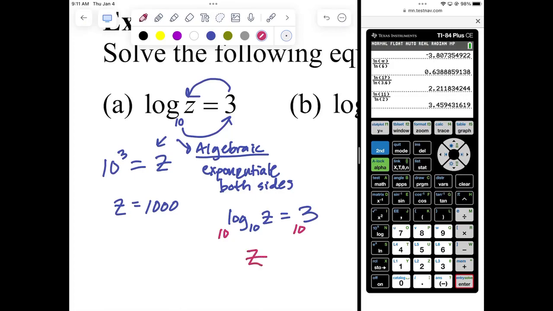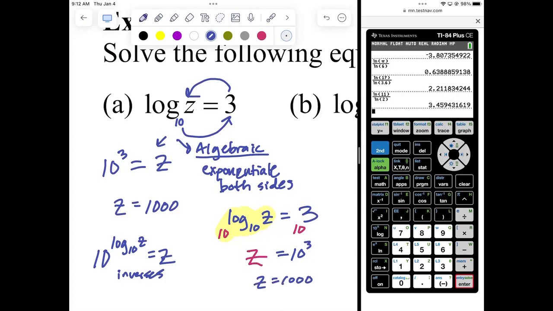It's just z. And that works because how are 10 to the x and log base 10 of x related? They're inverses of each other. Very good. That's the main property here that we want to make sure we're emphasizing. 10 to the log base 10 of z equals z. They're inverses, so they undo each other. All right, and then I get z equals 10 to the third, which of course is z equals 1,000.